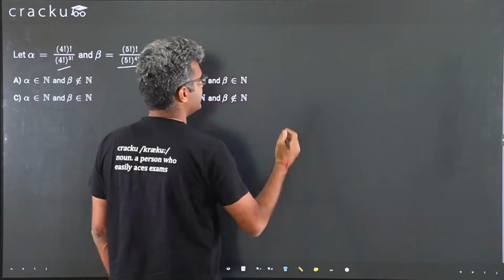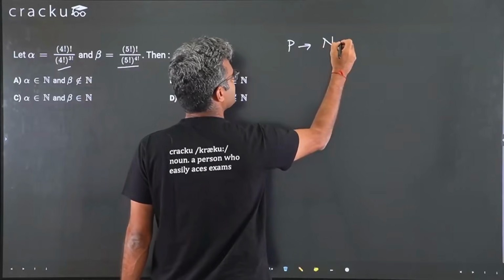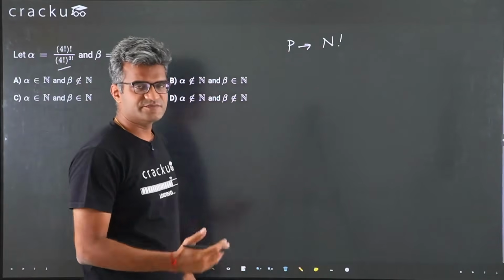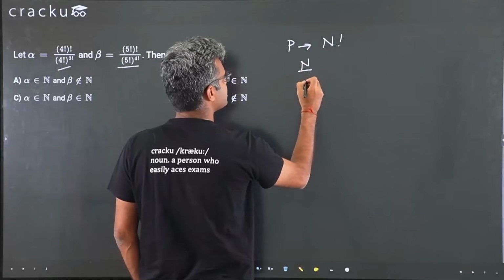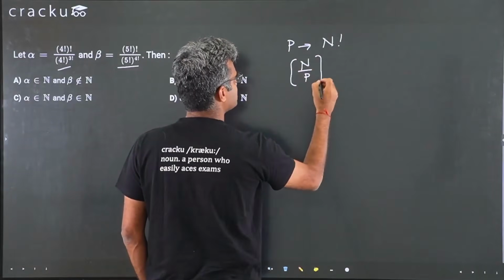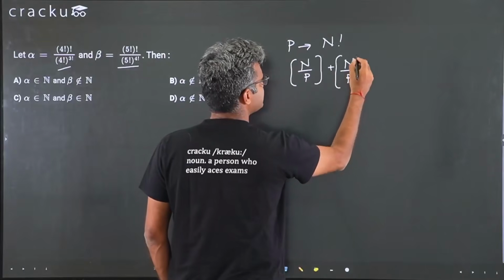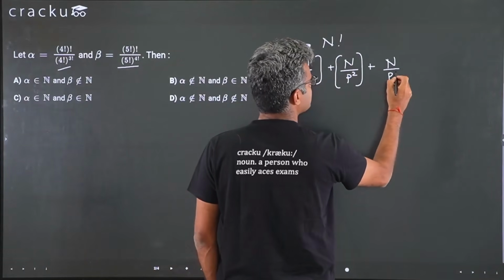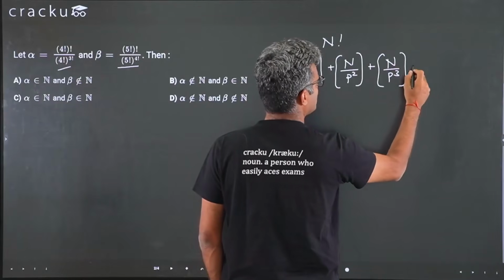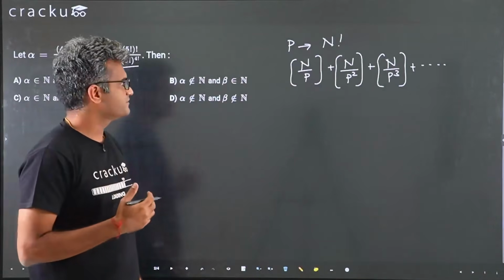Now, one thing that we would need to know is the highest power of a prime p in n factorial. The highest power of a prime p in n factorial will be n by p, take the integer part out, plus n by p square, take the integer part out, plus n by p cube, take the integer part out, and so on till the power of the prime is greater than n.